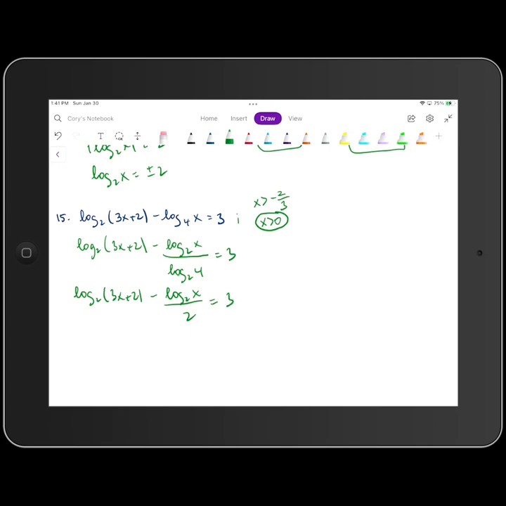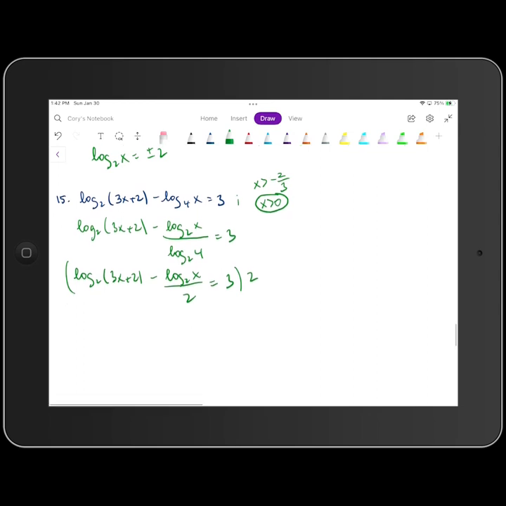So that's good news for us. The next thing I'm going to do is I don't want to have this fraction in this problem, so I'm going to multiply both sides of the equation here by 2. When I do that, that's going to give me 2 times the log base 2 of 3x plus 2 minus the log base 2 of x is equal to 3 times 2, which is 6.